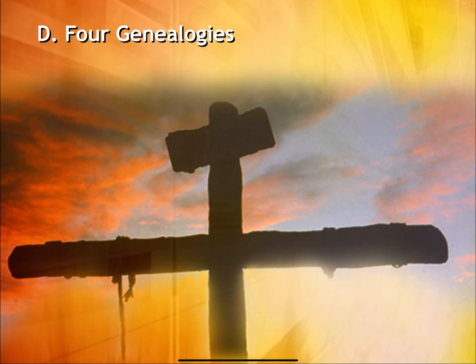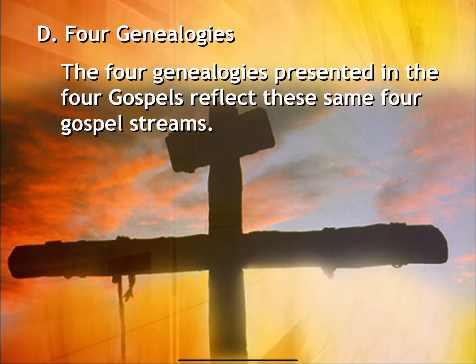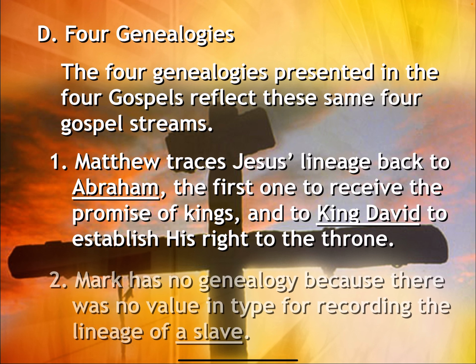Now let's look at the four genealogies that are presented in the four Gospels. They reflect the same four gospel streams. Matthew traces Jesus' lineage back to Abraham, the first one to receive the promise of kings, and to King David to establish his right to the throne.